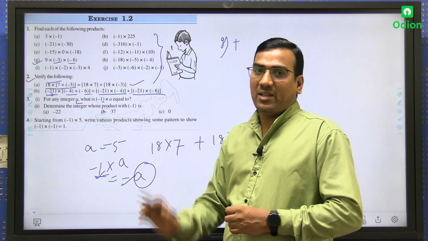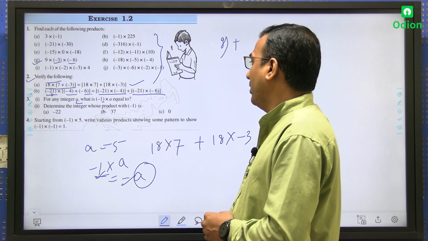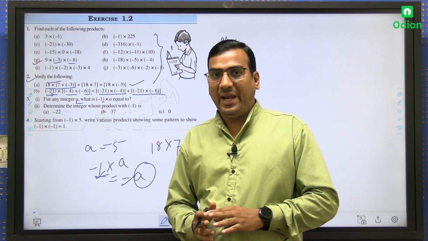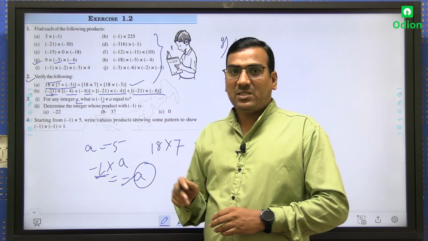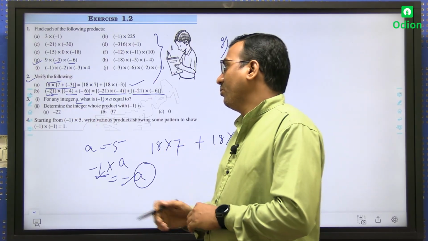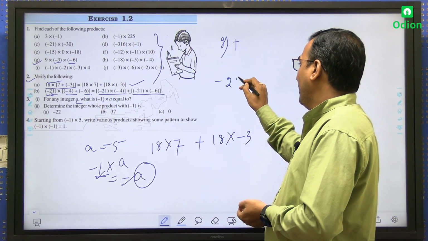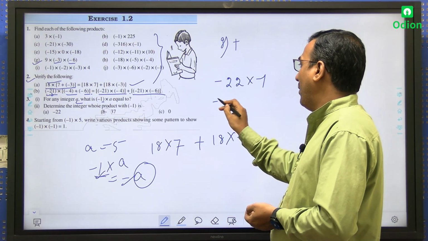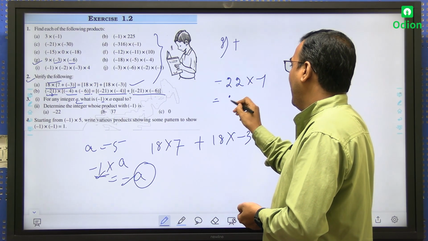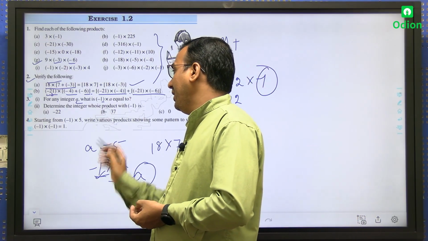If minus is given, then you have to give minus. This is the logic. Determine the integer whose product with -1 is the same. If I multiply -1 with these numbers, then what result comes? -22 into -1. Same logic you have to apply. Minus minus will be plus. 22 into 1 itself. This is the multiplicative identity.